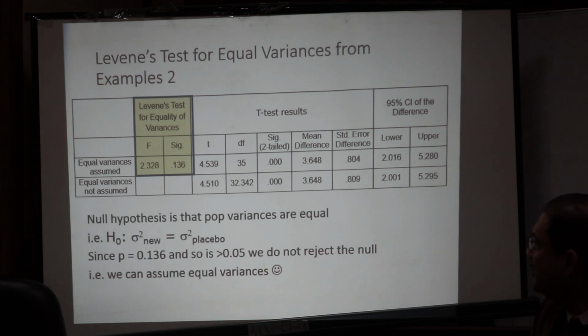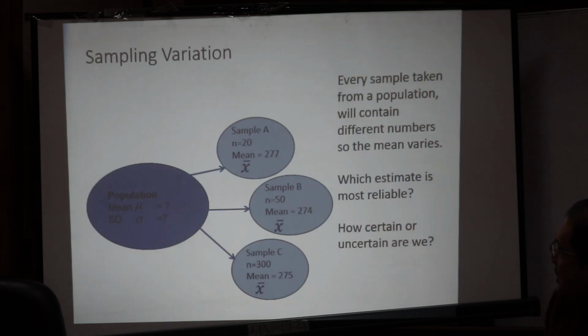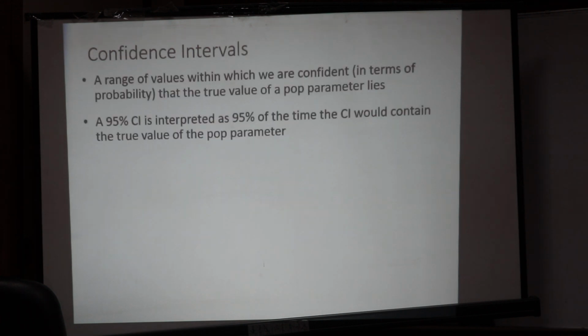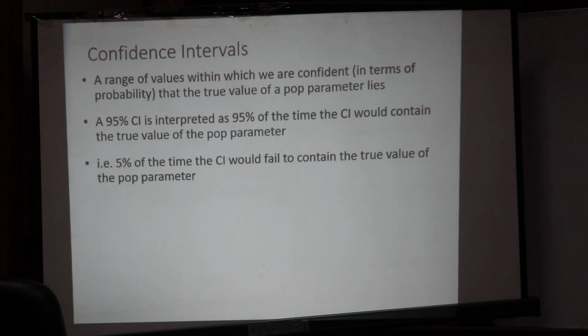So for the Levene test, sample variation, confidence interval of the mean: 90% of the time when we repeat this experiment, we will have the true mean within this interval. It's good to know the 95% confidence interval.